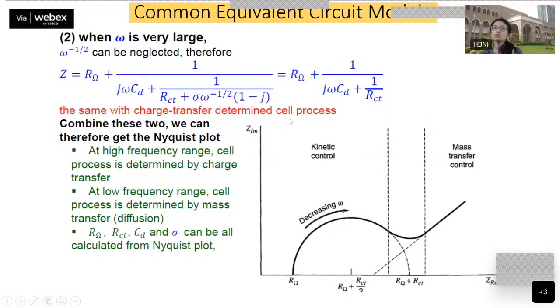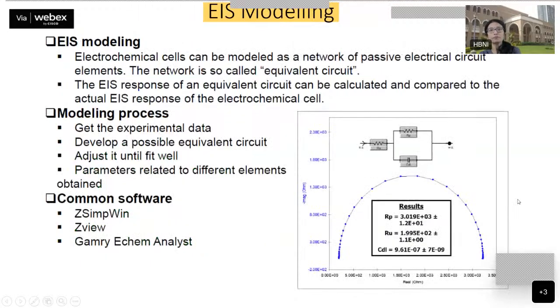So when you combine both the high frequency and the low frequency region, what you have is at the high frequency range, the cell process is determined by charge transfer, whereas in the low frequency region, the cell process is determined by mass transfer or diffusion. So you see the Warburg impedance straight line over here, and this is followed by your entire mass transfer resistance, whatever is happening in the particular cell. So this is how basically a spectrum generally looks.